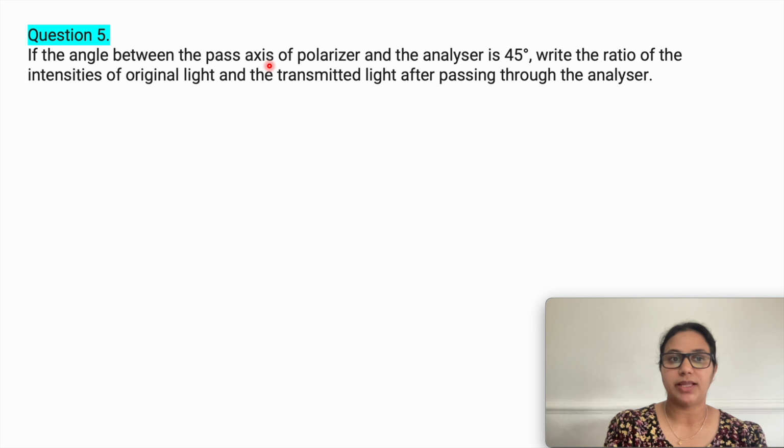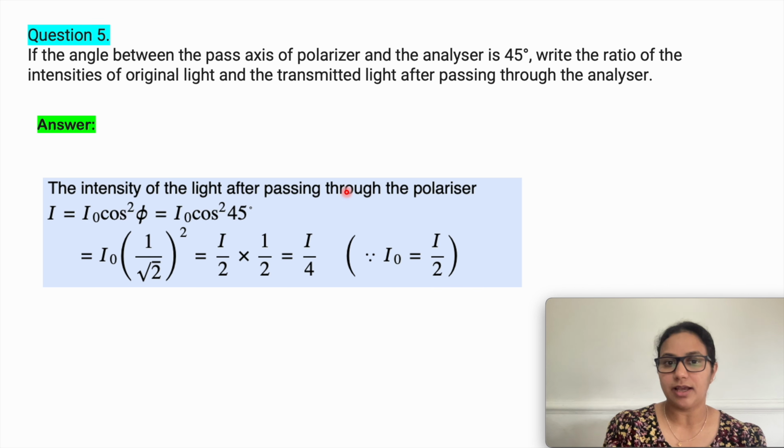Question number 5. If the angle between the pass axis of the polarizer and the analyzer is 45 degrees, write the ratio of the intensities of the original light and transmitted light after passing through the analyzer. The answer is, the intensity of the light after passing through the analyzer is I naught cos square phi, where phi is 45 degrees. Cos 45 is 1 by root 2. Substituting, 1 by root 2 whole square, we get I by 4 as the answer, where I naught is I by 2.